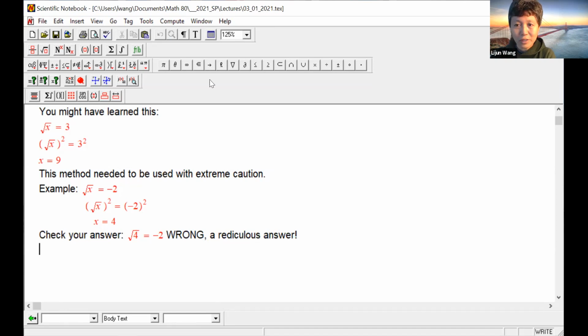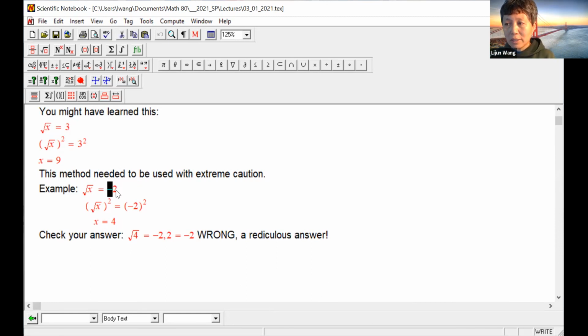So you cannot allow yourself to get into autopilot. Oh, when I see root something, I just square both sides. No problem. I'll get the answer. Well, you get an answer 4, but 4 is not the answer. Why 4 is not the answer? Because you plug in, you certainly see you're going to get 2 equals to -2, right? 2 equals -2 is wrong. How did you get this ridiculous answer?